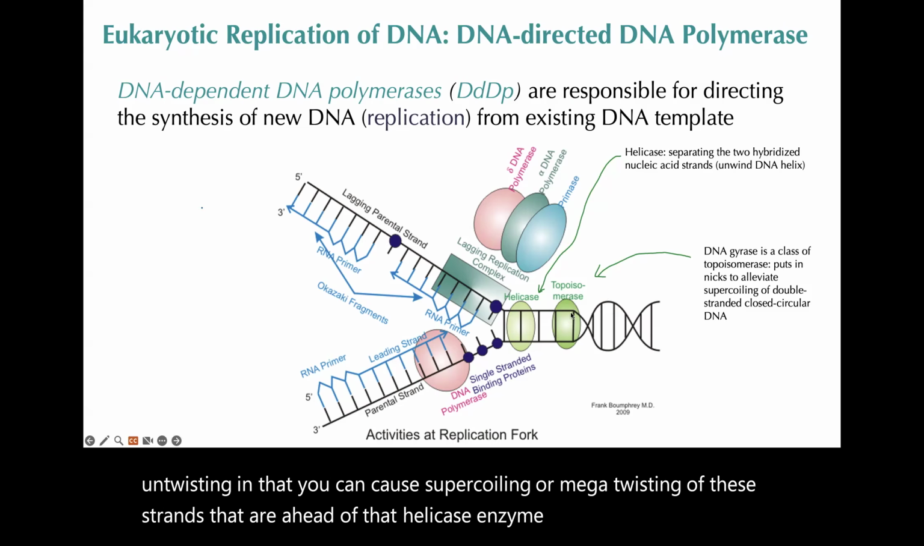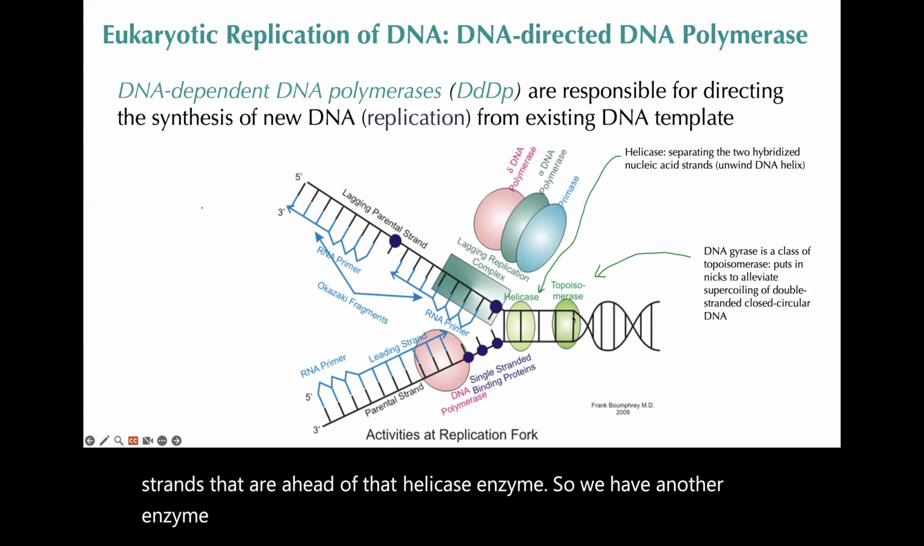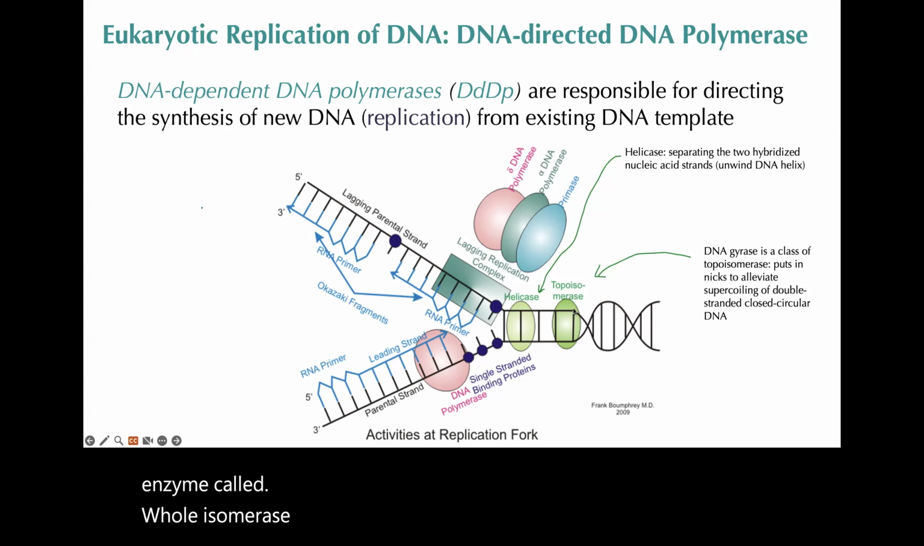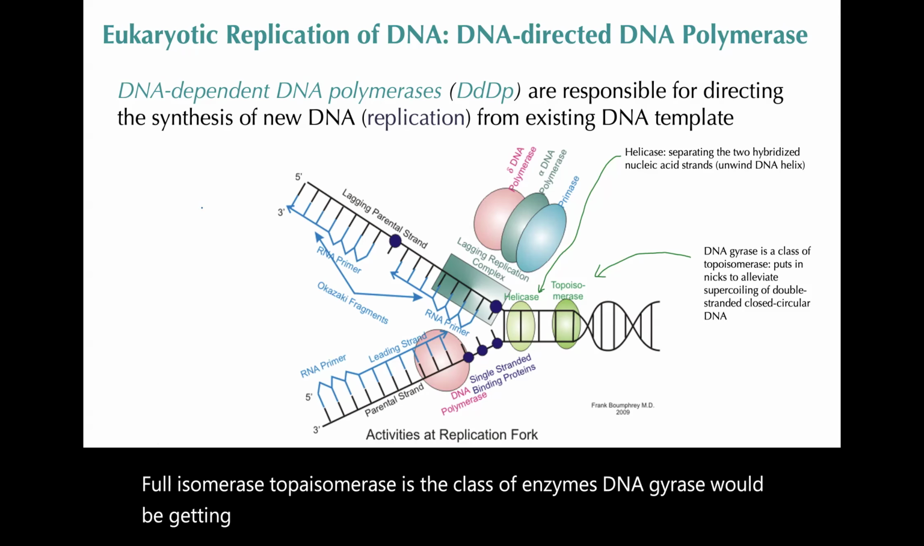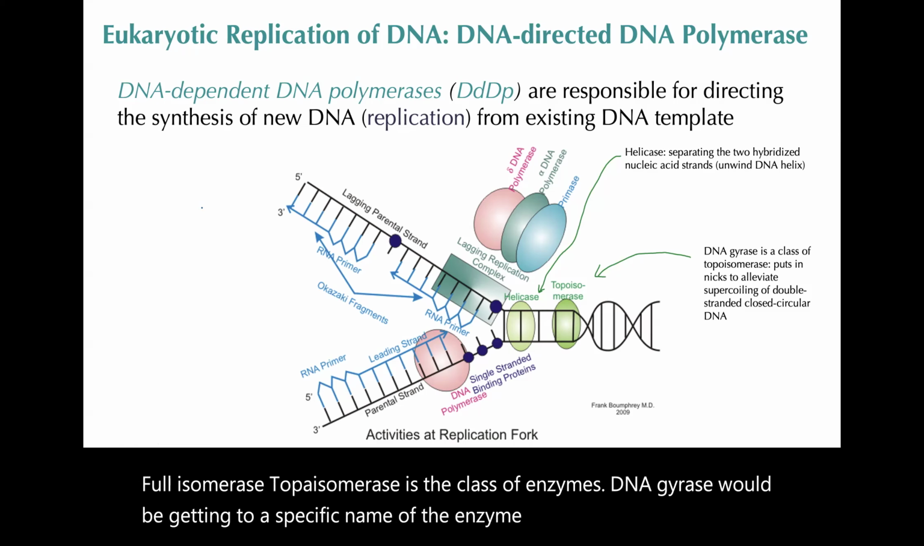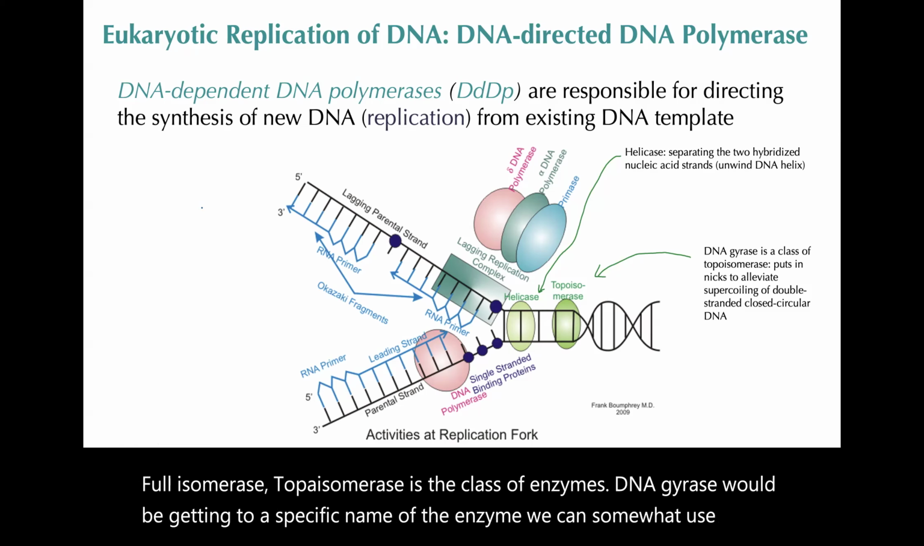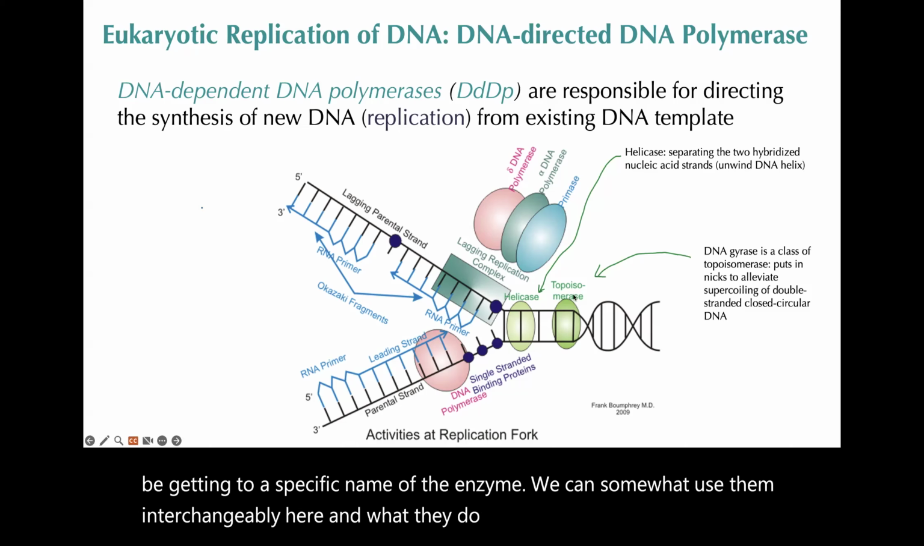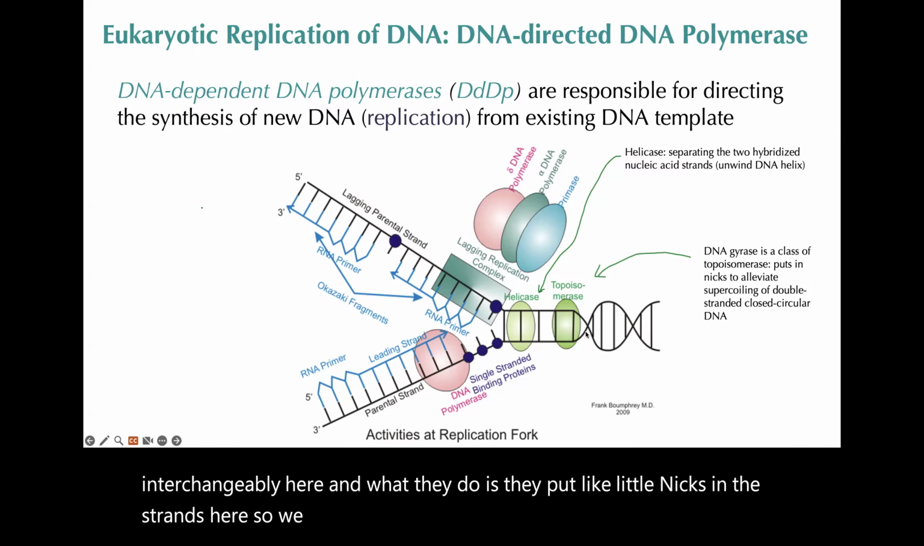All right, and ahead of it, because as we're unwinding the strands, as we're untwisting, you can cause supercoiling or mega twisting of these strands that are ahead of that helicase enzyme. So we have another enzyme called topoisomerase. Topoisomerase is the class of enzymes. DNA gyrase would be getting to a specific name of the enzyme. We can somewhat use them interchangeably here. And what they do is they put little nicks in the strands here so we can uncoil those supercoils ahead of the helicase.